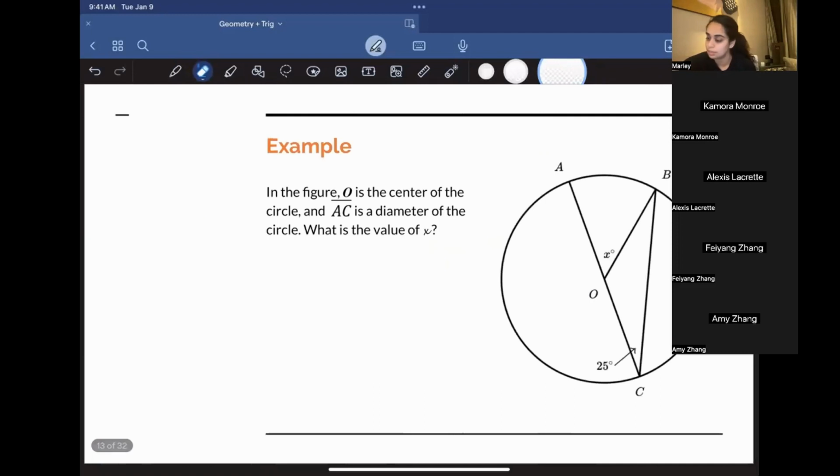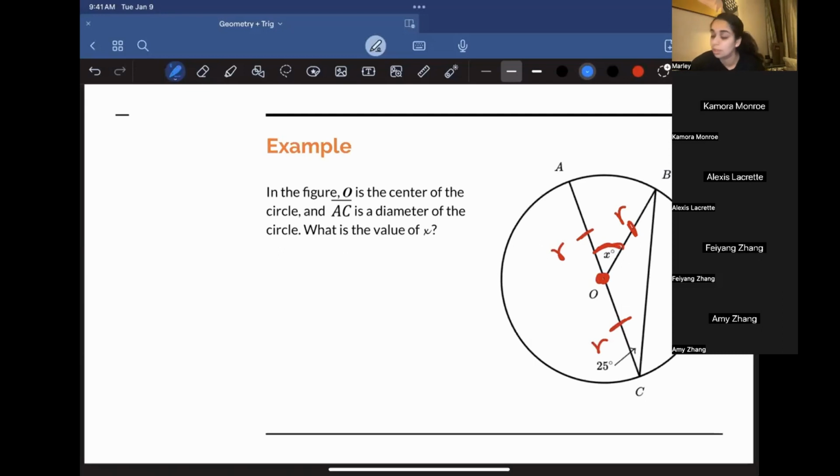We're going to do this example. In the figure, O is the center of the circle, and AC is the diameter of the circle. If AC is the diameter, this is the radius, this is the radius, this is the radius. And it's asking us to figure out the value of X.